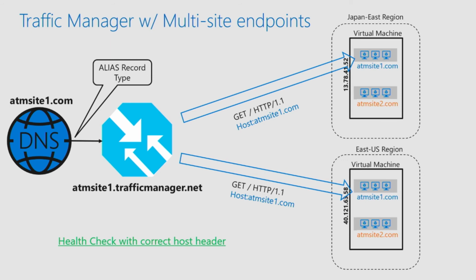And more importantly, what this integration opens up is the ability for customers to do traffic management at zone apex. Zone apex means atmsite.com, not www, the root of the zone. Previously, it was not possible because of a limitation with CNAMEs. Now, with alias record type, you are able to do that.